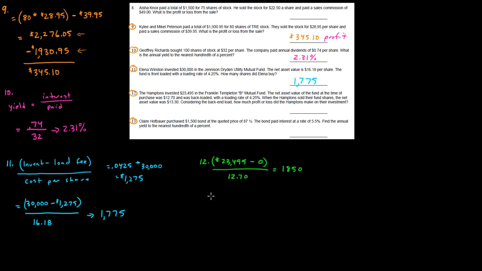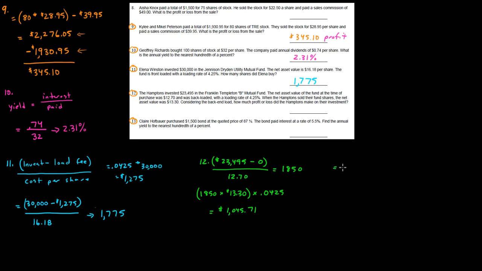So now we have to figure out what the load fee is on the sale. So the load fee is the number of shares times the cost of each share when you're selling it. So we bought 1,850 of them, so we're selling 1,850, and we're multiplying that by the sale amount, which was 13.30. We take that and we multiply it times the load rate, which is 4.25% or 0.0425, and that means that the load cost is $1,045.71.